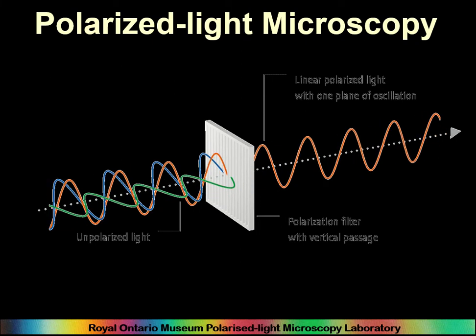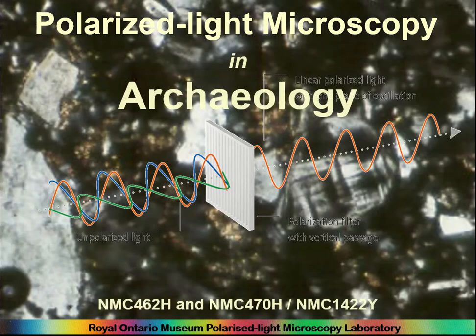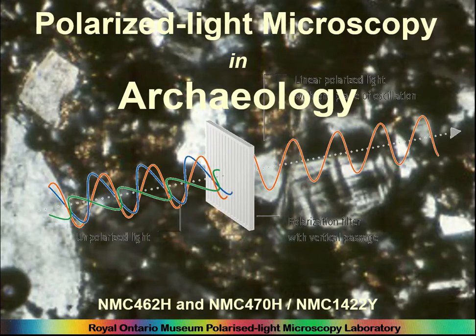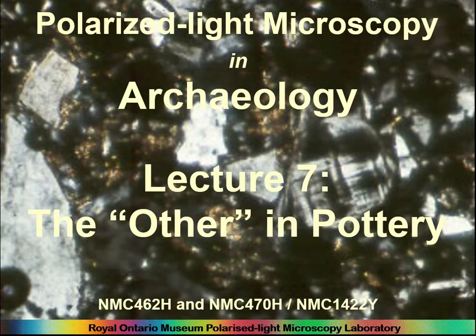This is Polarized Light Microscopy in Archaeology. And this is supposedly lecture 7, and is about the other in pottery. So this is things in pottery that can be seen in thin section which are not minerals and rocks.